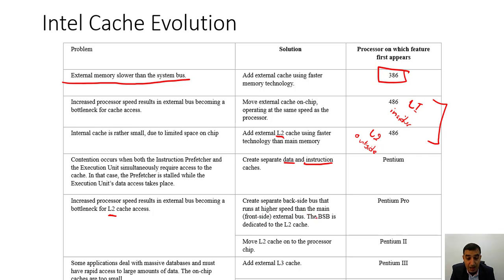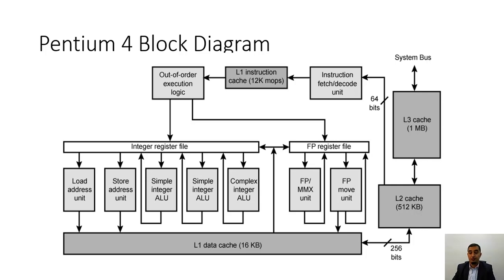This is the backside bus. It's called BSB, and it is dedicated to the L2 cache. Then move the L2 cache into the processor. In the Pentium Pro they did this only for the cache, and in the Pentium 2 they moved the L2 cache inside the processor. In the Pentium 3 they added a level 3 cache, and in the Pentium 4 they added the level 3 cache onto the chip. The computer we use currently has 3 levels of cache and all of them are inside the CPU.